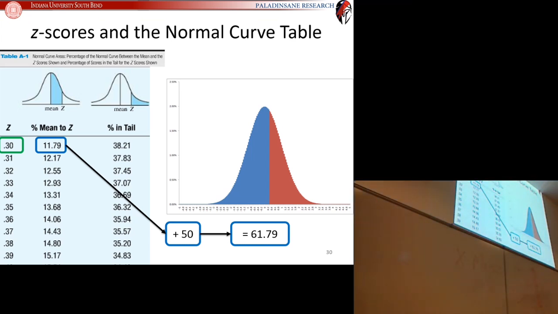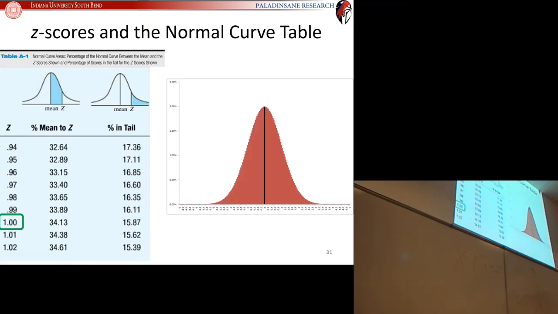All right, so let's see one more example of this. Let's say that we have a z-score of 1, and we want to know how many people scored above a z-score of 1, how many people are 1 standard deviation above our mean. That's the population, that's the tail that we're interested in. That's the area that we're interested in. We find our z-score right there.